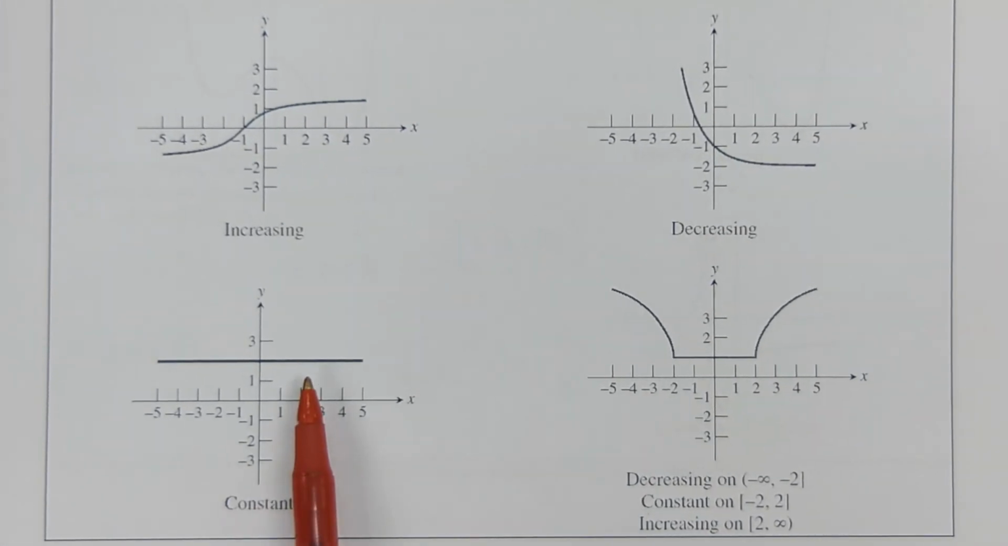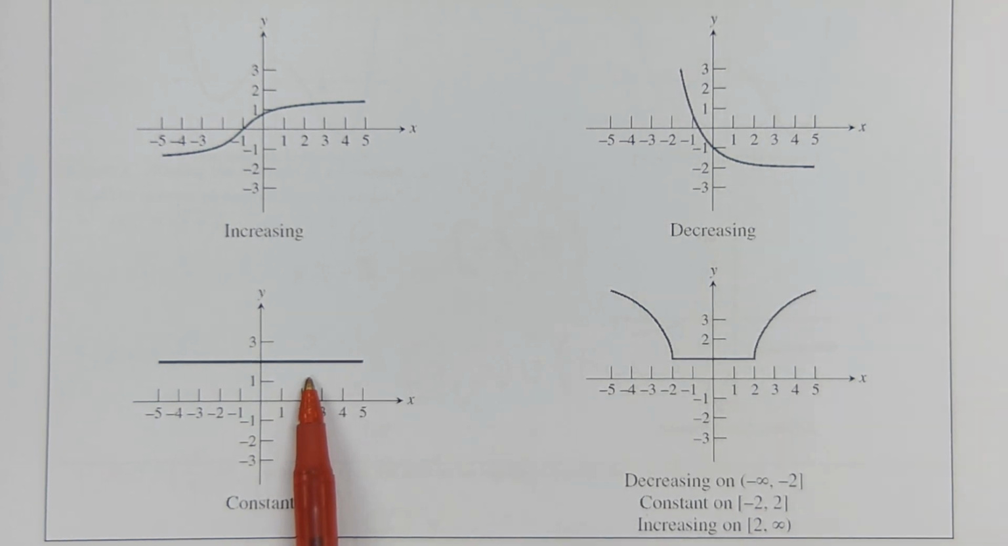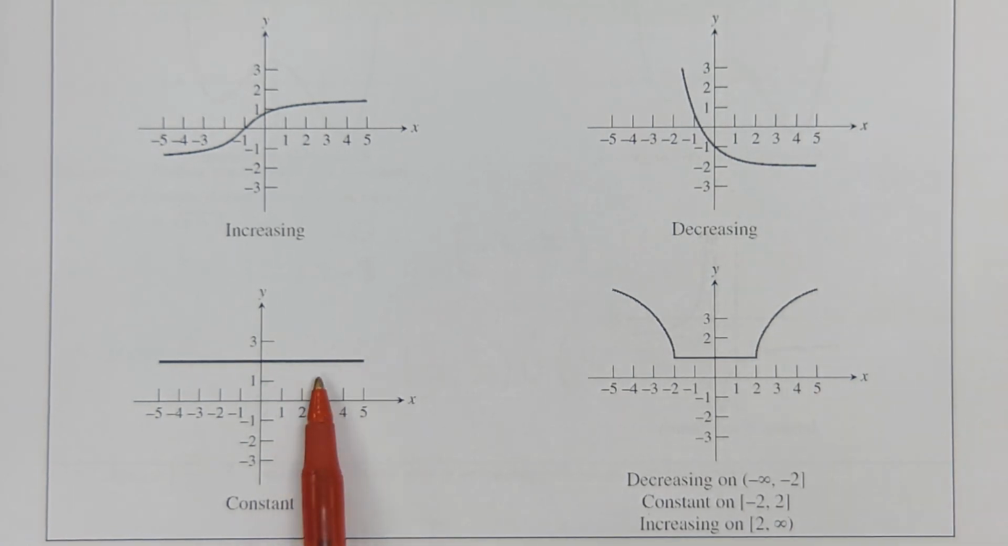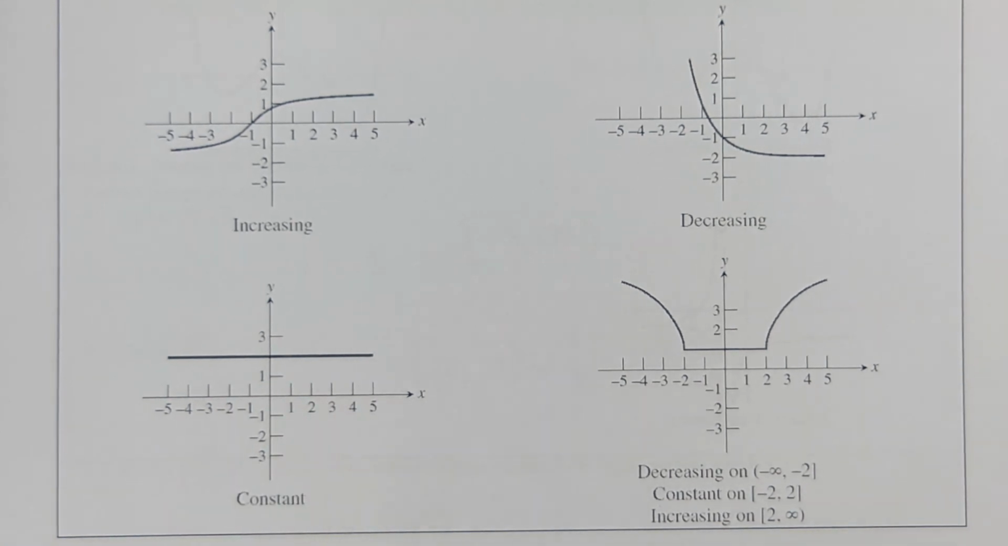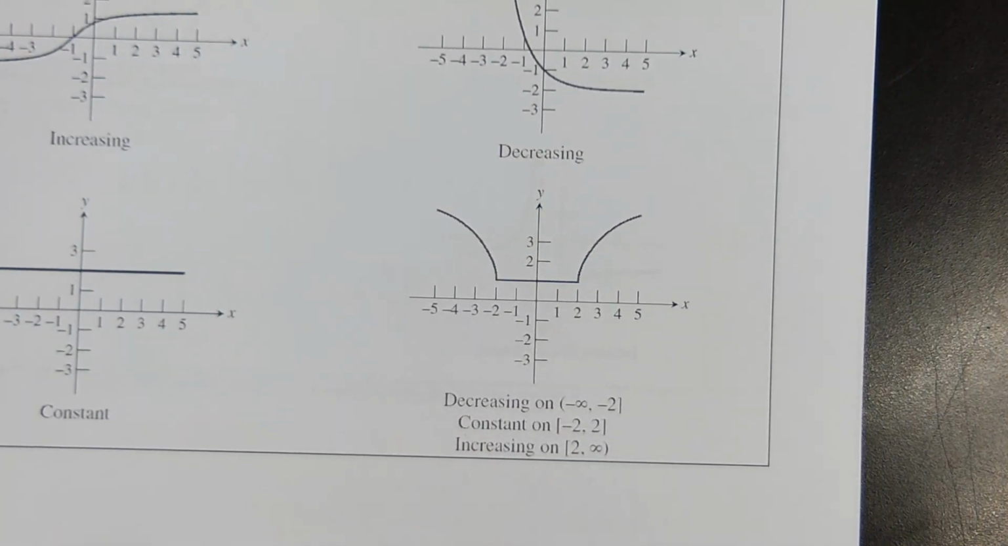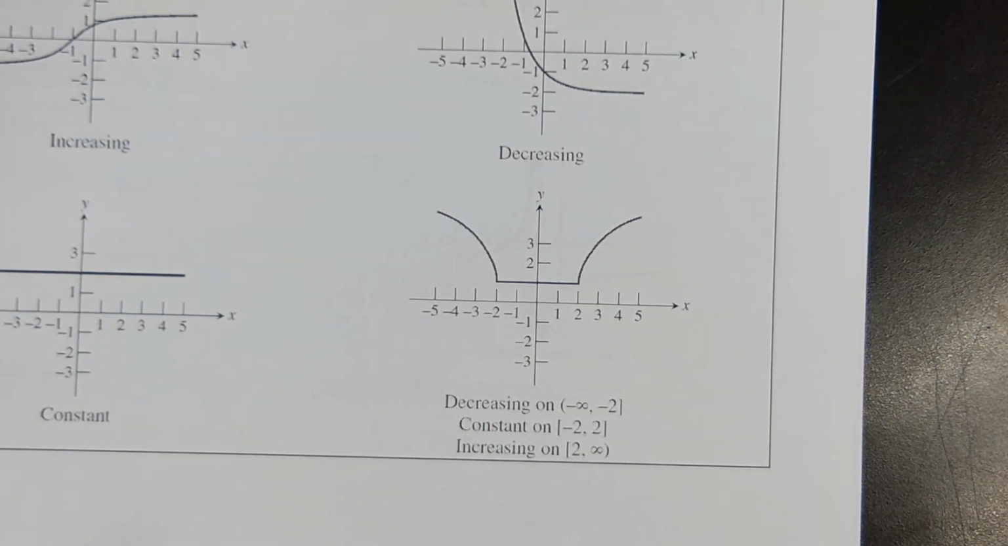Now this one is a slope of 0. If you're riding this roller coaster, you're not going up, you're not going down. This is considered constant, not increasing or decreasing. It's just constant. Its slope is 0. And then this one right here, just like the parabola I showed you up above, has zones where it is increasing and zones where it is decreasing.